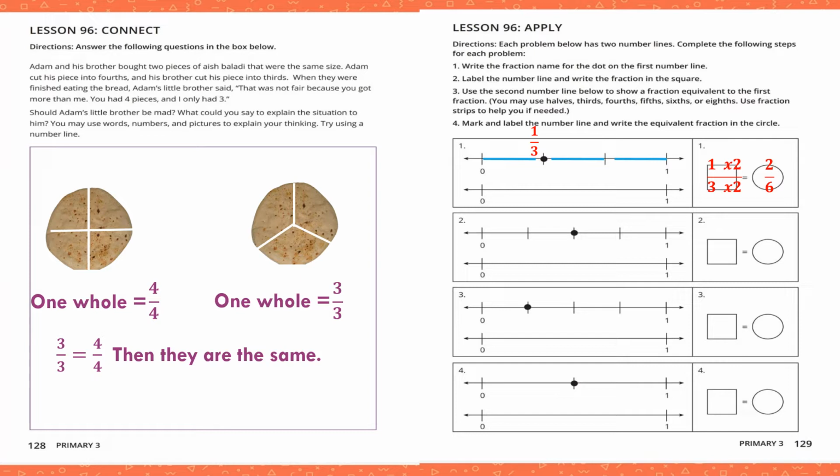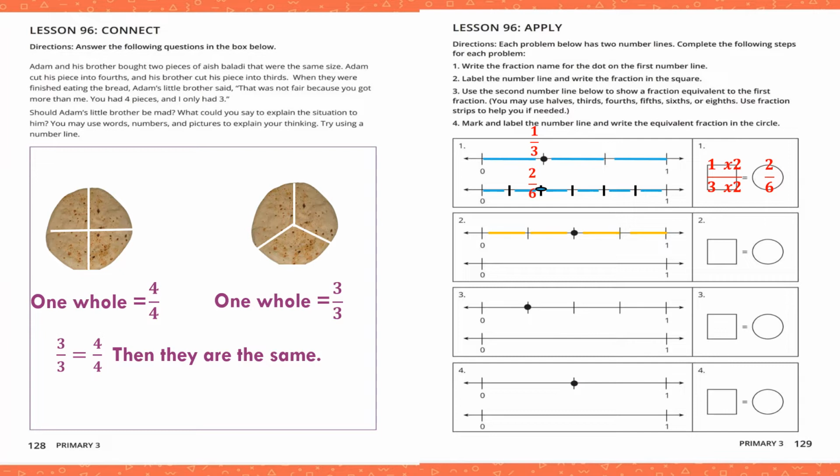So I need to divide the second number line into 6 equal parts. So I will make 5 dashes like this. 2 over 6 lies at 0 over 6, 1 over 6, 2 over 6. Here, number 2, we will count the parts. 1, 2, 3, 4. 4 parts.